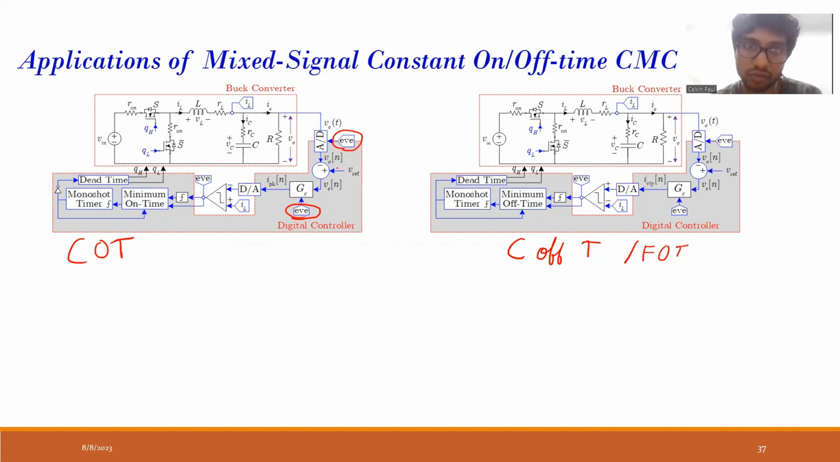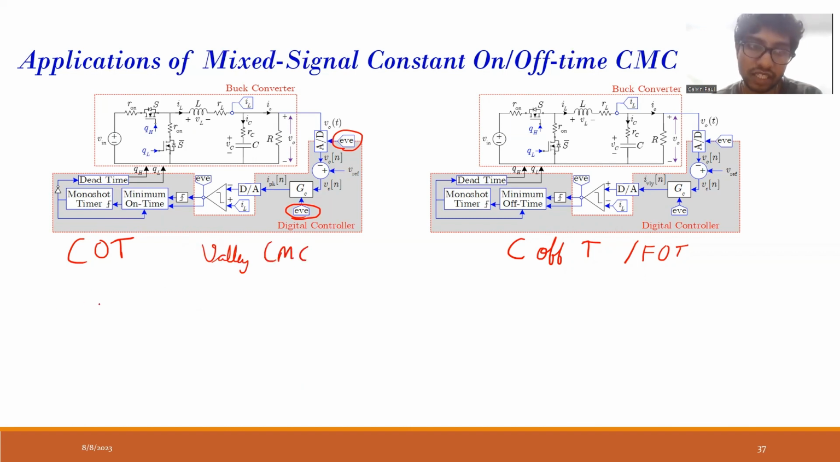It takes the sample of the output voltage and compares it with the reference, generates an error, and generates a peak value of the reference current, and that is used to control using this constant on-time control. So why should we go for constant on-time control? We have fixed frequency valley current mode control also that we can use. Why are we going for constant on-time control?